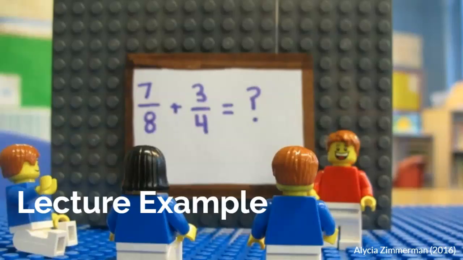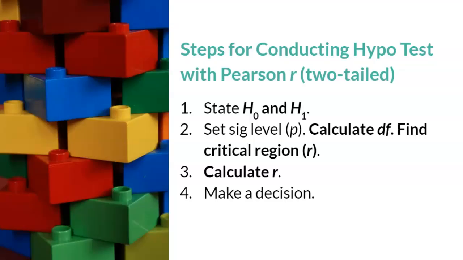Now that we've reviewed the steps of hypothesis tests with Pearson correlation, are you ready to practice your new knowledge? I have one practice example for you to review. This is a short summary of the 4 steps that we described above. Please note that these steps are for a two-tailed hypothesis test with Pearson R. Modifications for this test are noted in bold. Please pause the video to write down these steps on the video handout.